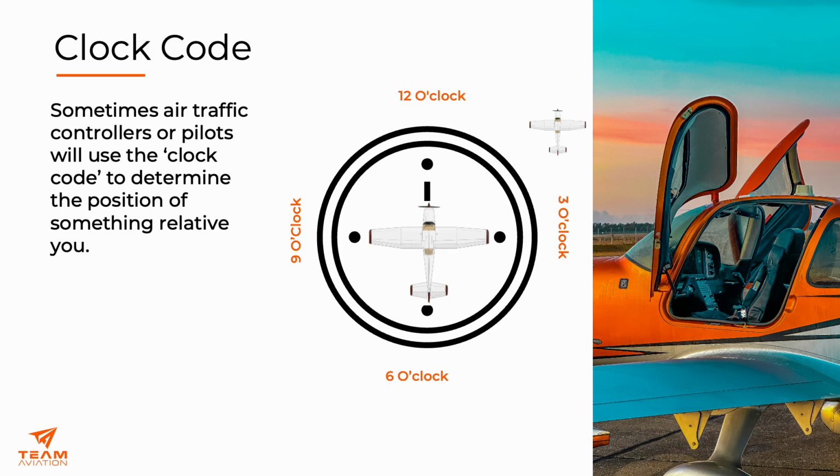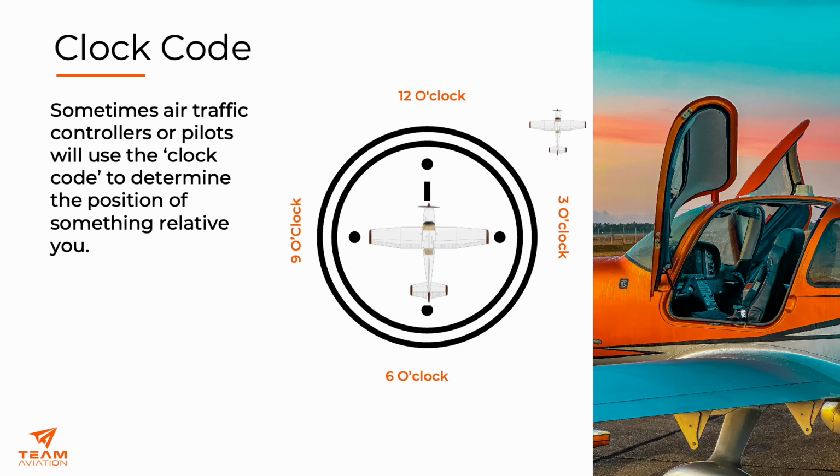To help pilots and air traffic controllers describe the position of other aircraft or objects, we use something called the clock code. Picture a clock face where your aircraft is at the center. 12 o'clock is directly in front of you. 3 o'clock is directly to your right. 6 o'clock is directly behind you. 9 o'clock is directly to your left. Anything in between follows the same logic.